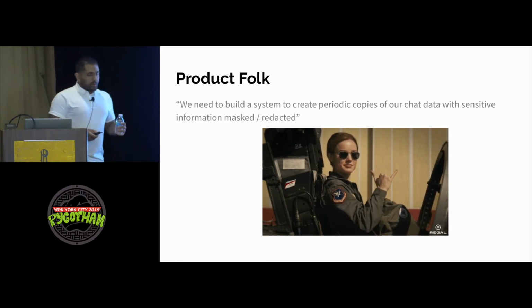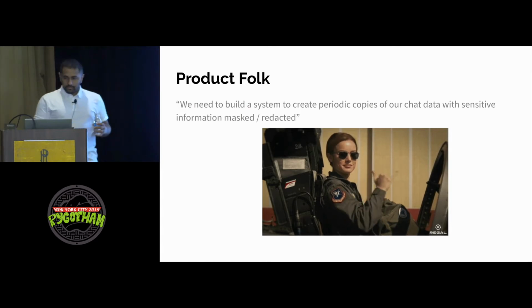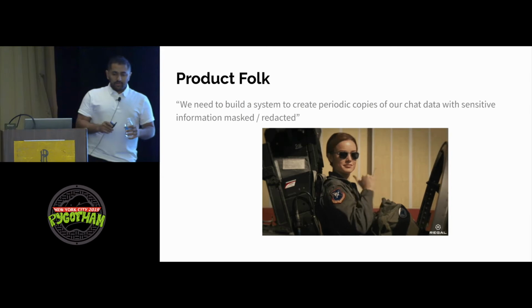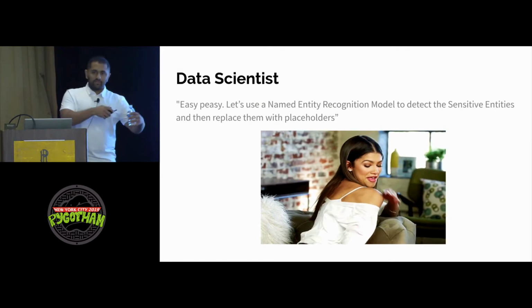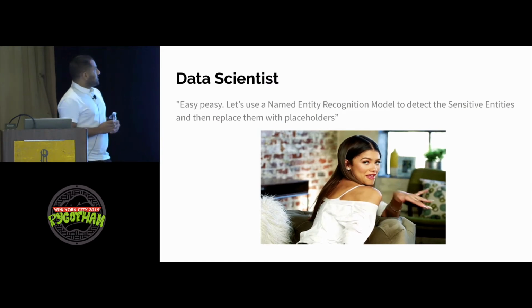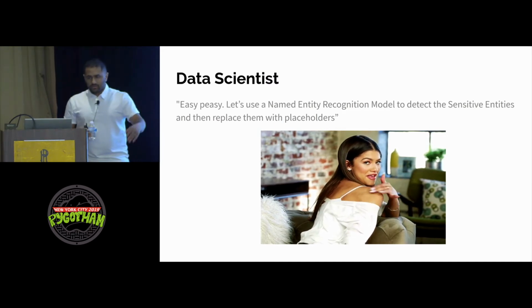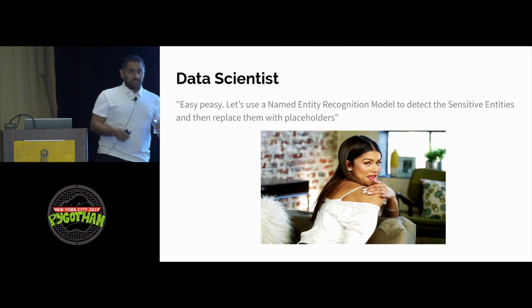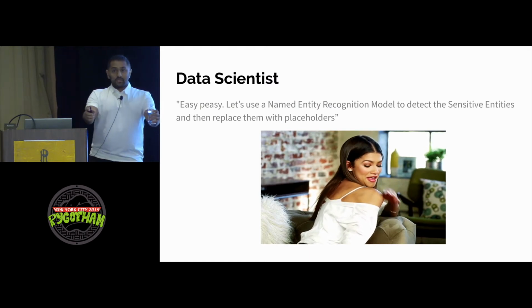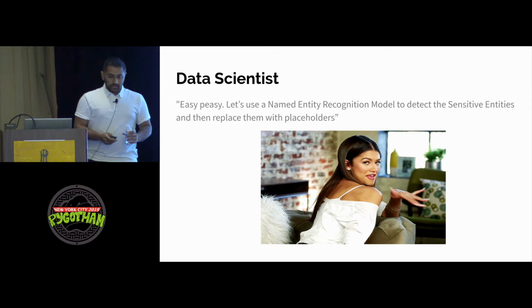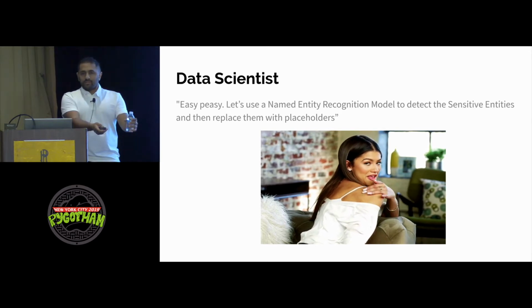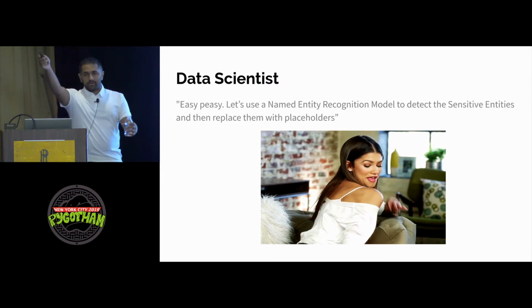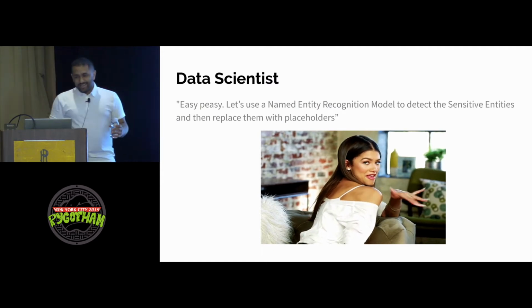So product people come with a bright idea. They're like, let's create periodic copies of the chat data with information masked, and they wash their hands of it. They're like, okay, cool, done. Then it goes over to the data scientists. The data scientists are like, easy peasy, let's just use an NER model to detect the sensitive entities, and once you've detected those entities, just replace them with the generic placeholders. Now, this means the problem's solved, right? The talk is done. We can go home early, eat, drink.